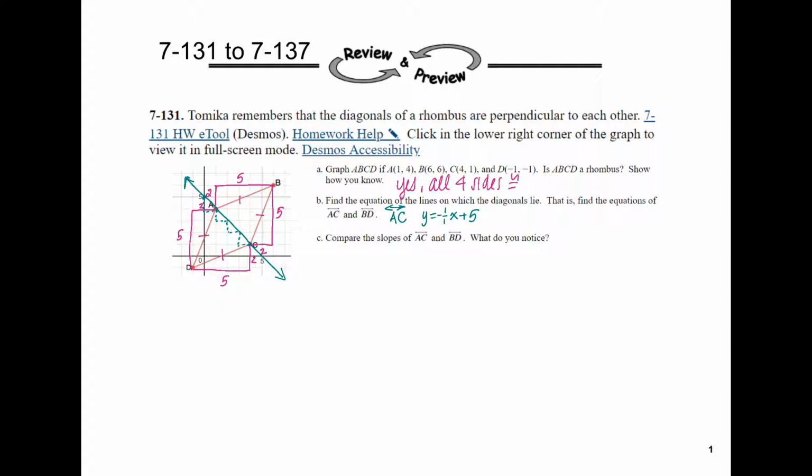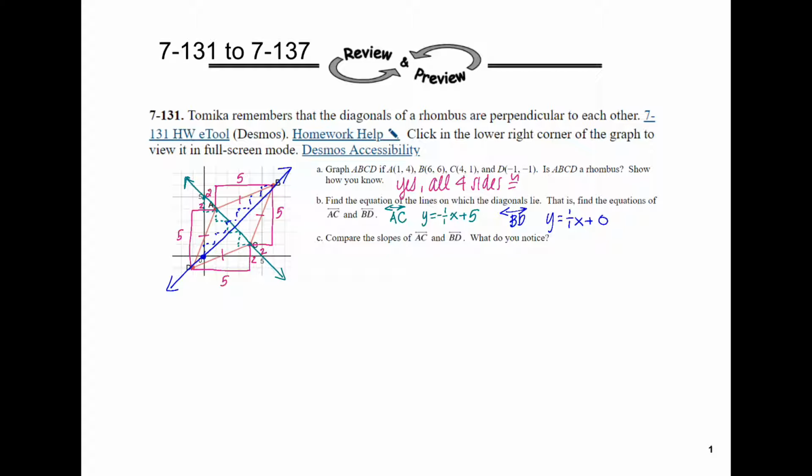When I look at line BD, and I connect point D to point B to form a line, I also want to look for my y-intercept, which in this case was 0. And then I want to look at my slope, and I'm going up 1 over 1. So my slope is 1 over 1x. My y-intercept is 0.